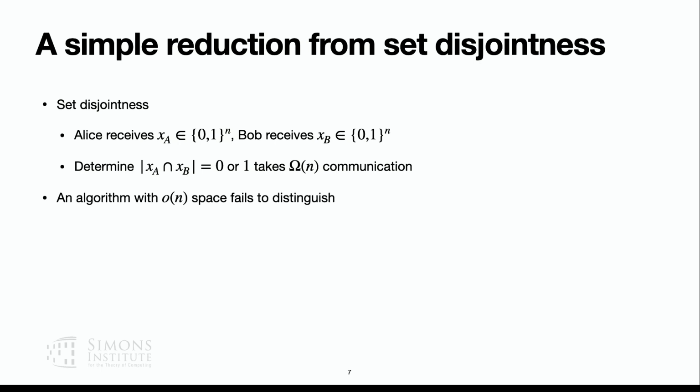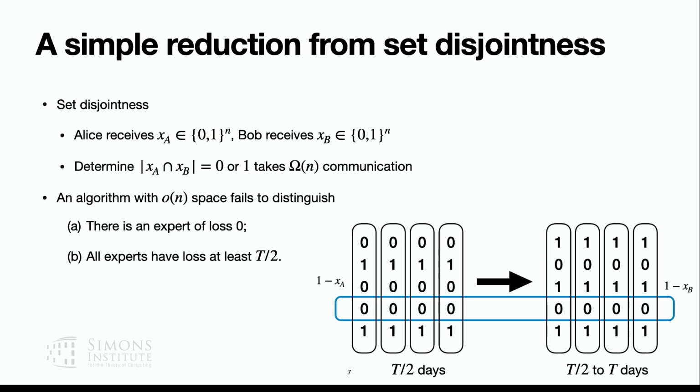Now I will show you that any algorithm that uses sublinear space fails to distinguish the following two cases. In the first case, there's an expert that has zero loss, no loss. In the second case, all experts have loss at least T over 2. There's a large gap between these two cases, but you need omega n bits of memory. The idea is for the first T over 2 days, the loss is 1 minus XA. For the second T over 2 days, the loss is 1 minus XB.